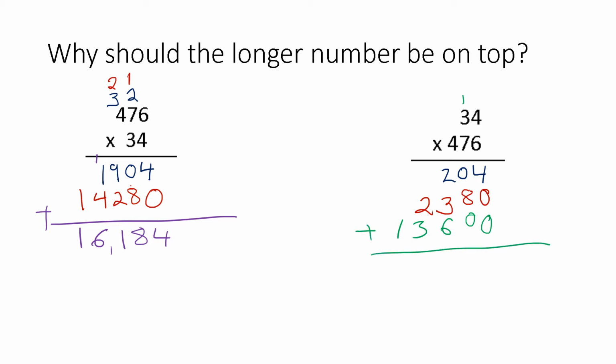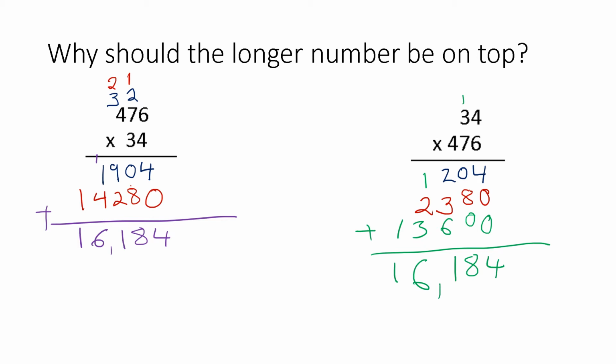And now we'll add. 4 plus 2 zeros will give us 4. 8 and 2 zeros is 8. Here we have 6, 7, 8, 9, 10, 11. Carry our 1. And then 1 plus 2 is 3. 3 plus 3 is 6. And 1. So we got the same answer either way.